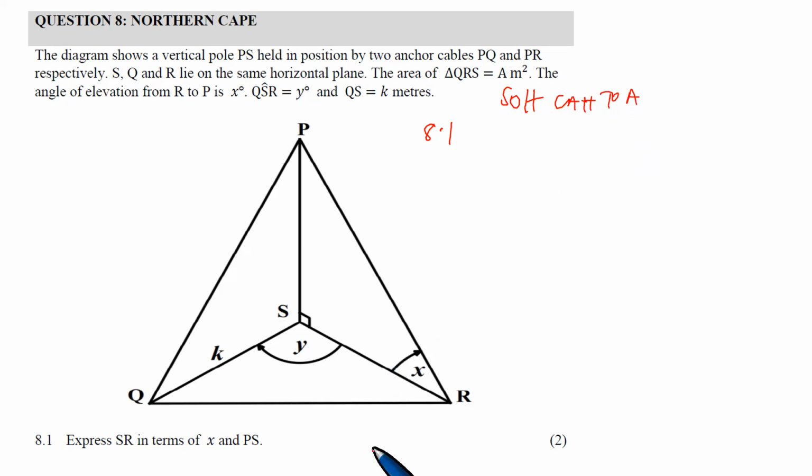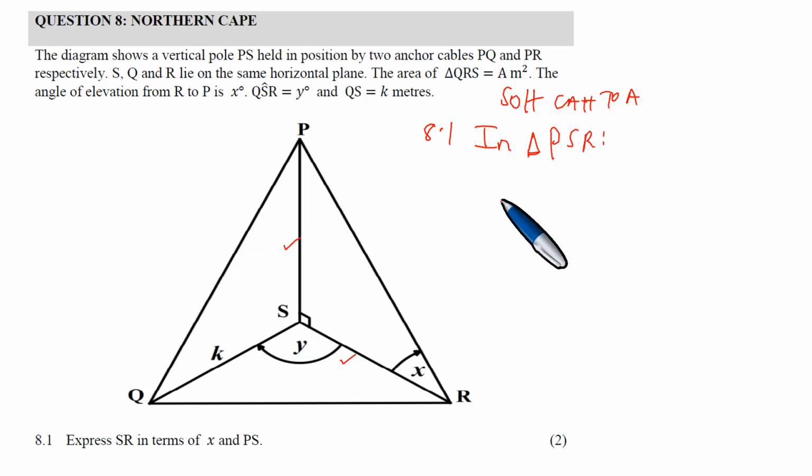And now, at this point, we want to connect SR, the adjacent side, to the opposite. If you have the adjacent and the opposite, it is the tangent that relates the two sides, and then we have the angle X there. So first, we tell the examiner, Mr. Examiner, we have realized that you actually want us to work in triangle PSR.